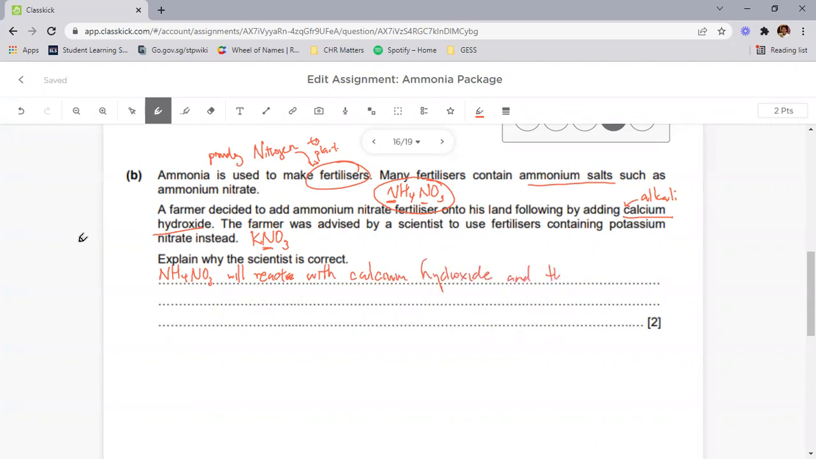And the ammonium cation will be displaced. Will be displaced as ammonia. Okay, you want to be kiasu a bit, okay, so we write the equation. Okay, so NH4NO3 plus I got my calcium hydroxide. Okay, then you can write out the whole thing.